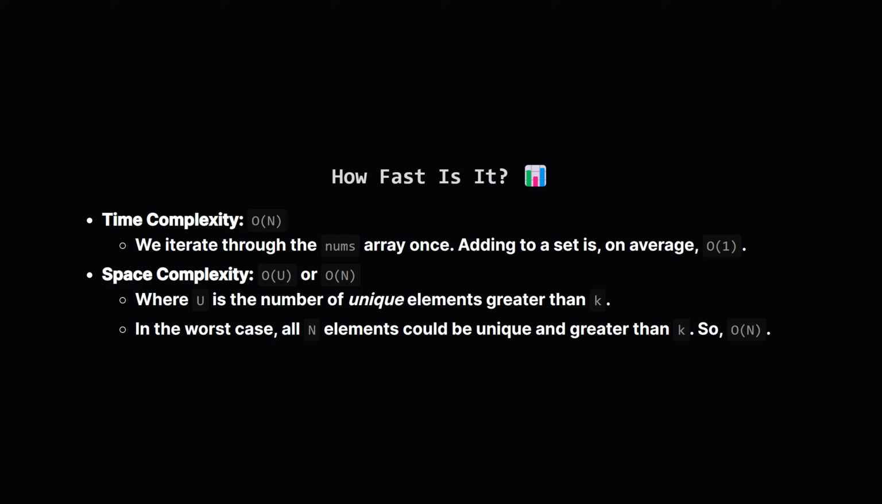How efficient is this? Well, we only loop through the input list nums one time. Let's say there are n numbers in the list. Inside the loop, checking conditions and adding to a set usually takes constant time on average. So the total time is directly proportional to the number of elements. We call that big O of n, or order n time. Pretty good. What about memory? We're using a set to store the unique numbers greater than k. In the worst possible scenario, every number in the list could be unique and greater than k, so the space needed could also be up to order n in the worst case. If there aren't many unique numbers greater than k, it'll use less space.